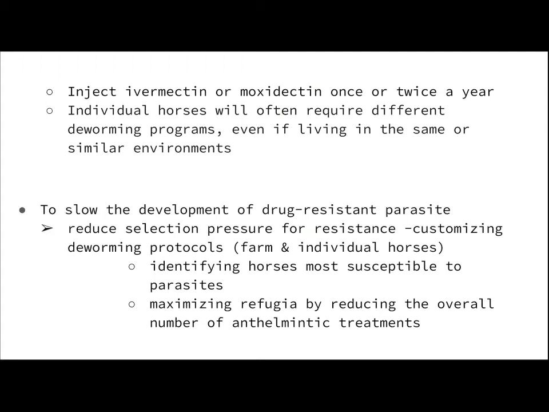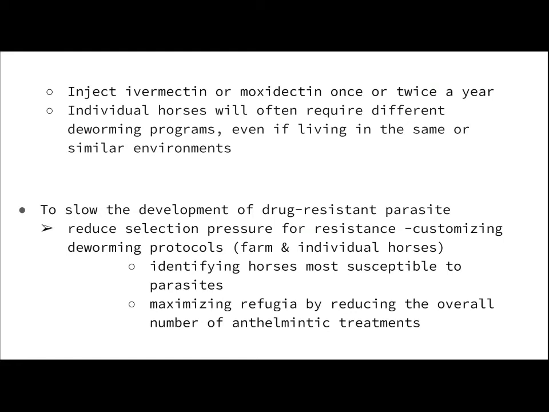And you should know that individual horses will often require different deworming programs even though they are living at the same place. So we have to slow the development of drug-resistant parasites to reduce the selection pressure for resistance by customizing deworming programs to the farm and individual horses. So here are some examples. We can identify horses most susceptible to parasites and maximize refugia by reducing the overall number of anthelmintic treatments.